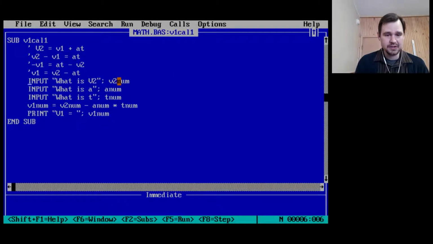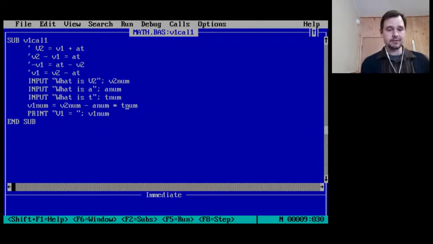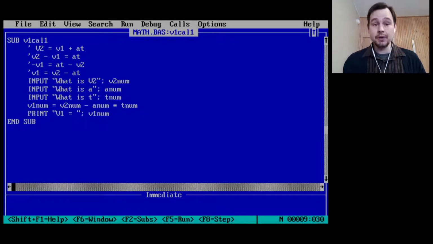V2 is V2 num, A num, T num. There we go. V2 minus A times T. Okay, I'm not going to get into kinematic equations and why this is true. Basically, well, I guess I am about to.